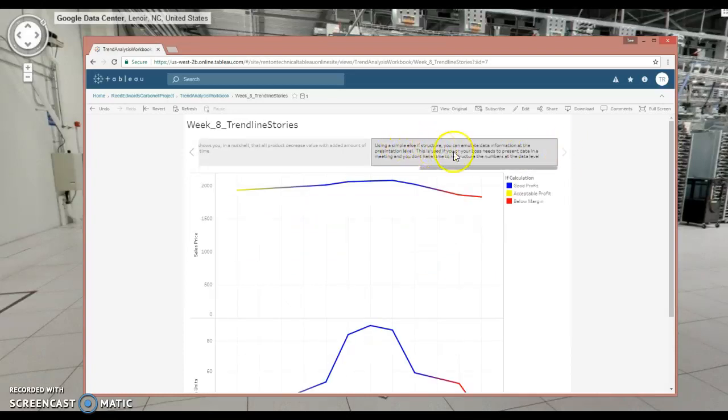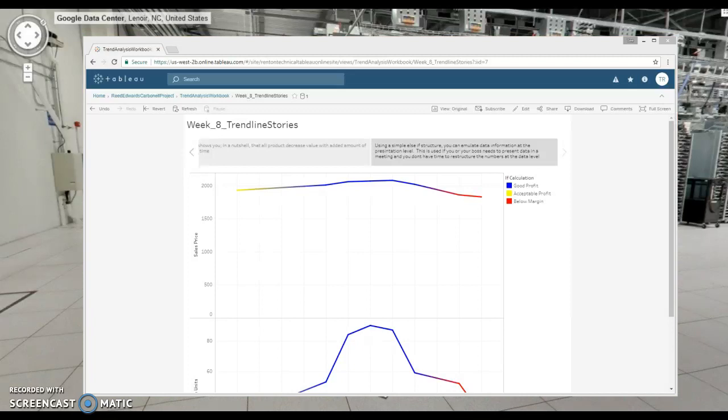Using a simple else-if structure in a calculated field, I've made it so that if all profits are above $2,000, it's considered good profit. If it's in between $1,900 and $2,000, it's acceptable. And if it's below $1,900, it's below margin. Let me give you a quick visual as to what this looks like.